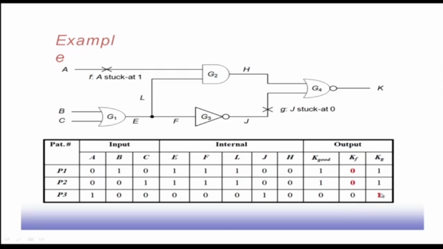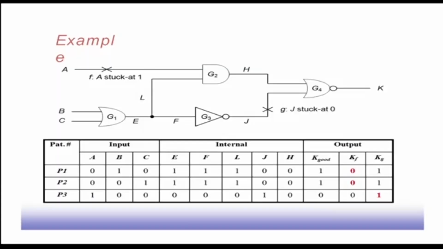However, it can detect the fault G. Okay, so for G the faulty response is 1. You see, one unique thing about P3 is that, out of these 3 patterns, P3 is the only one which could detect the fault G, whereas P1 and P2 could not detect this fault G because their faulty response is the same as the good response. So if I am asked to make a choice from this pattern set P1, P2, P3 for detecting the faults F and G, I definitely have to include P3 in my set, whereas between P1 and P2 I can have only one of them.